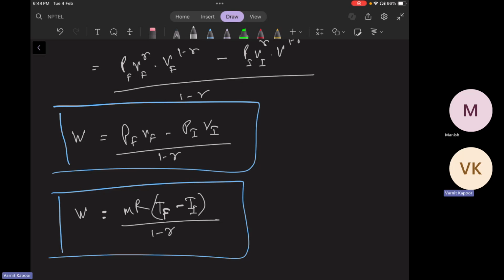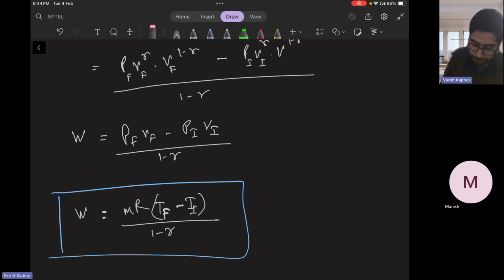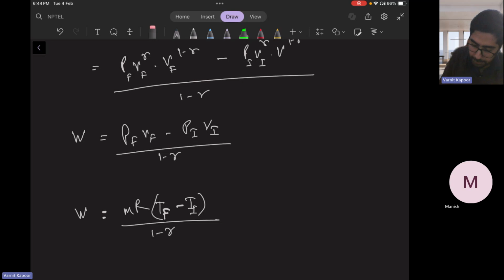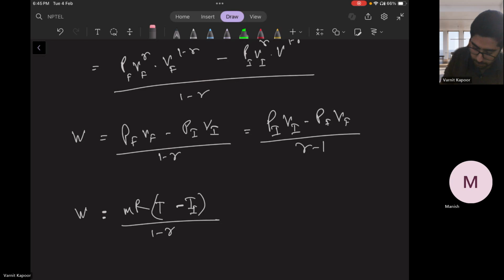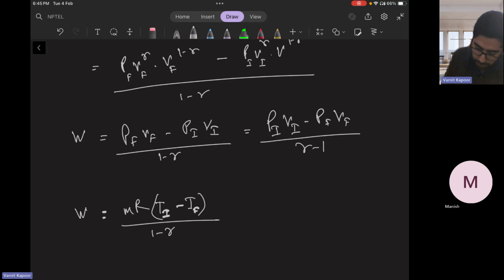Okay, let's come back. So here it is 1 minus gamma, 1 minus gamma. I mistakenly wrote gamma minus 1. So what we can do, we can also write it like this: P initial minus P final, V final over gamma minus 1. Okay, so final and initial, sign change only. Similarly here, it can be T initial minus T final. Okay, very important relations.